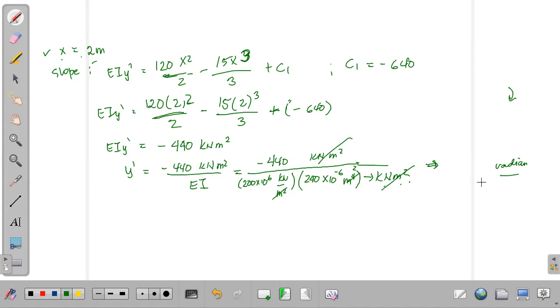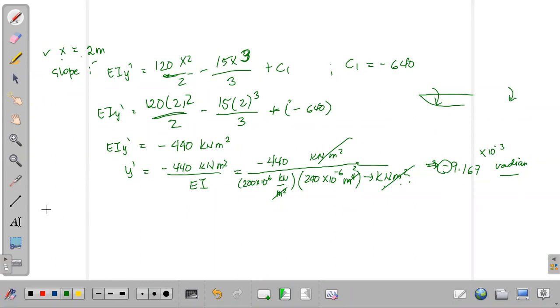Paki-solve ito. This is negative 9.17.167. 3 units tayo. 167 times 10 raised to negative 3. Okay. So, yan na yung magiging slope natin. Okay? So, ano yung meaning ng negative? So, negative means yung slope natin is downward. Ganyan yung slope natin. Clockwise from the beam. Downward clockwise from the beam. Negative. Okay?